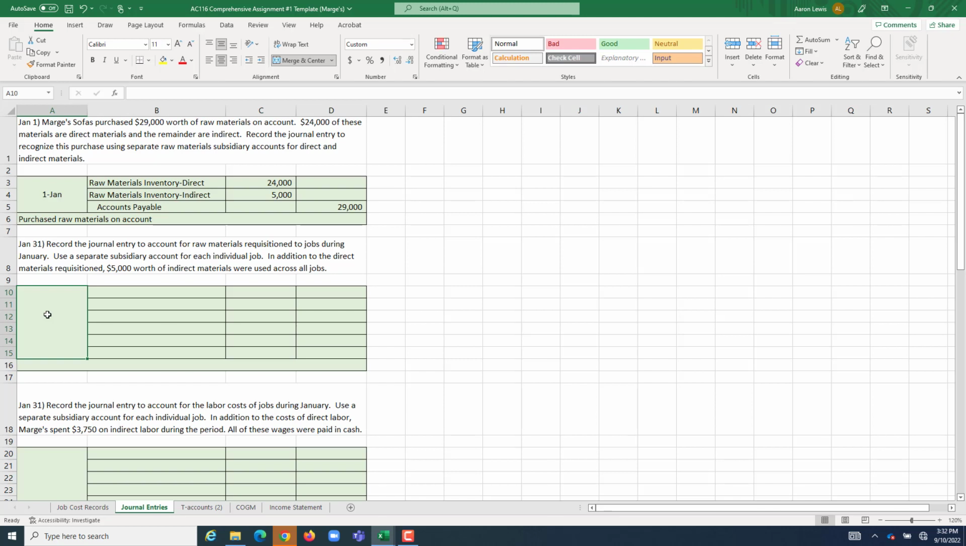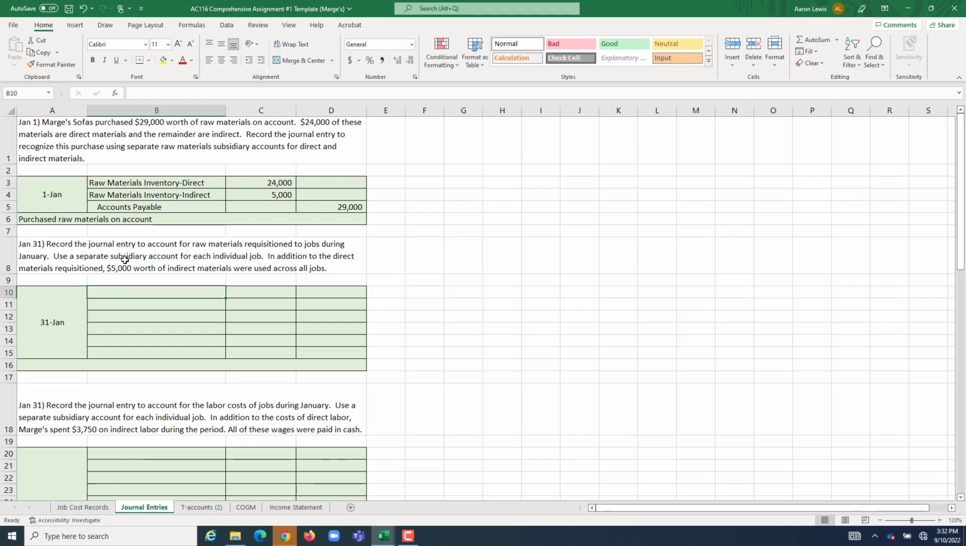We need to start moving those materials around on our books so we can put them into our jobs as we're working on them. Maybe we finish those jobs, put them in finished goods inventory. Maybe if we sold those jobs, get that cost into cost of goods sold. And the first step is to take it out of raw materials and get it into WIP. So on January 31st, that's exactly what we're going to do.